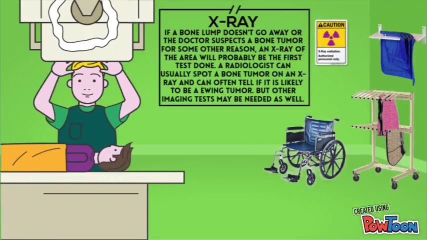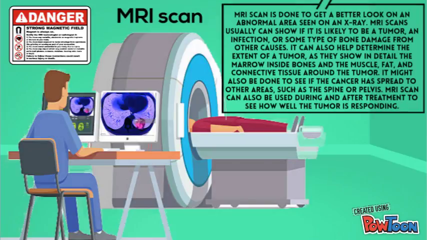X-ray will probably be the first test done. A bone tumor can usually be spotted on an X-ray. MRI scan, which is done to get a better look at an abnormal area seen on an X-ray to determine whether it is a tumor or an infection. It can also help to determine the extent of the tumor.